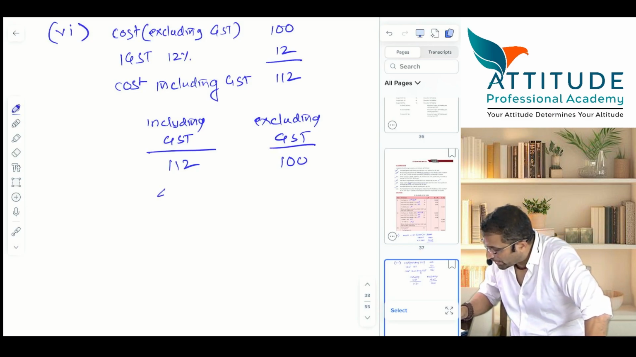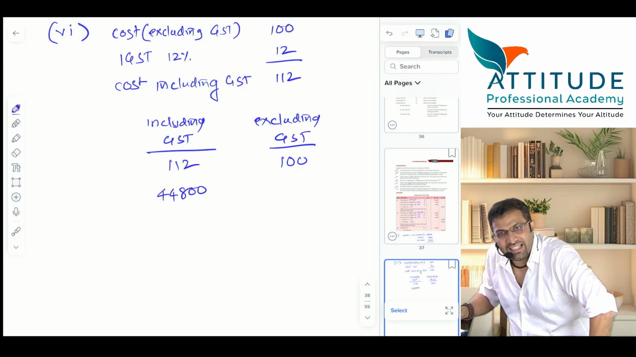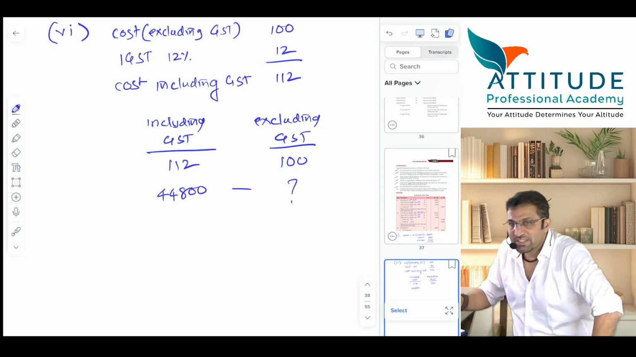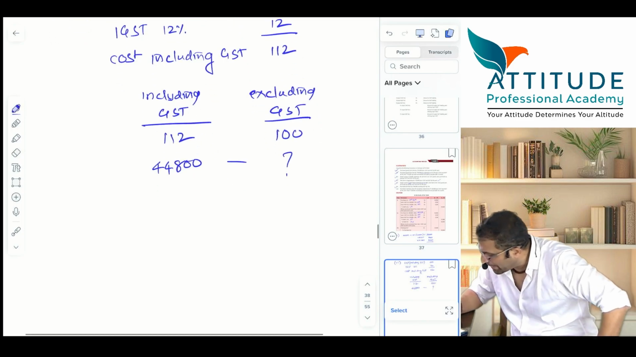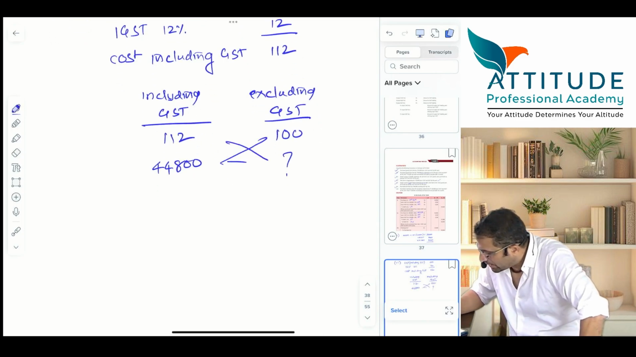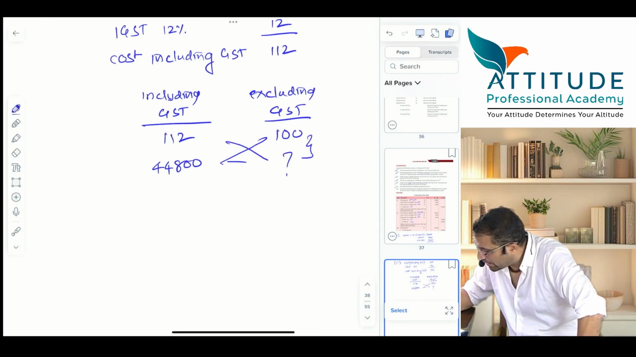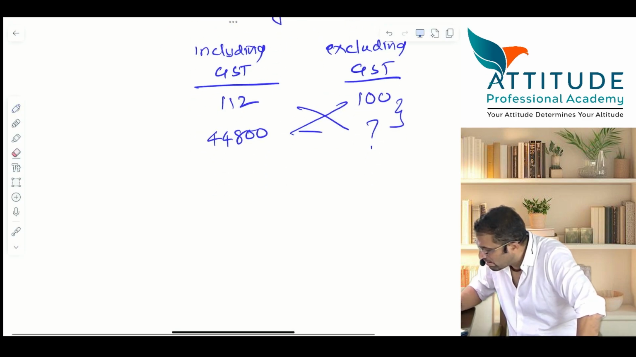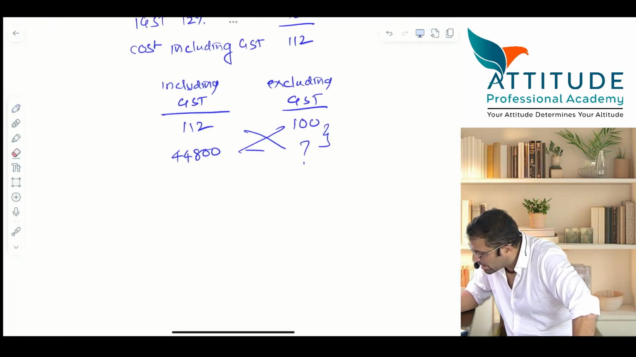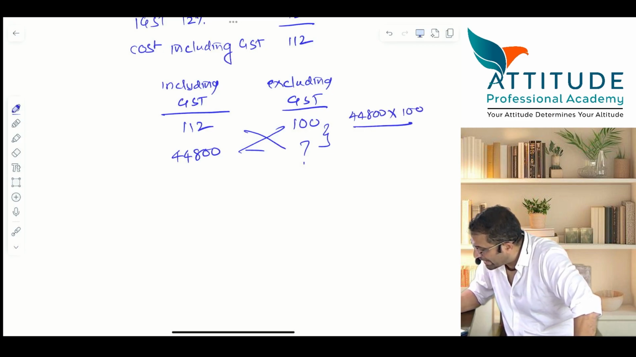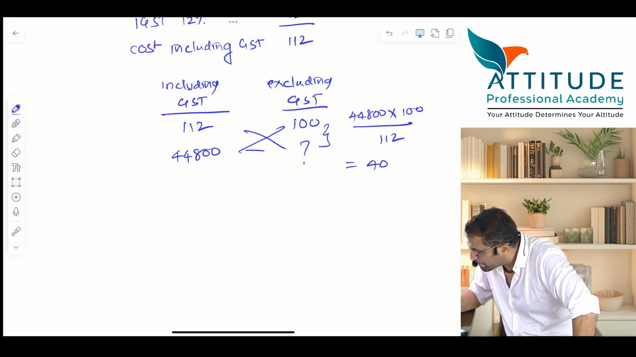Here how much should I put? 44. Is 44,800 including GST? Find out the price which is excluding GST. Cross multiply. 44,800 into 100 divided by 112 कितना?